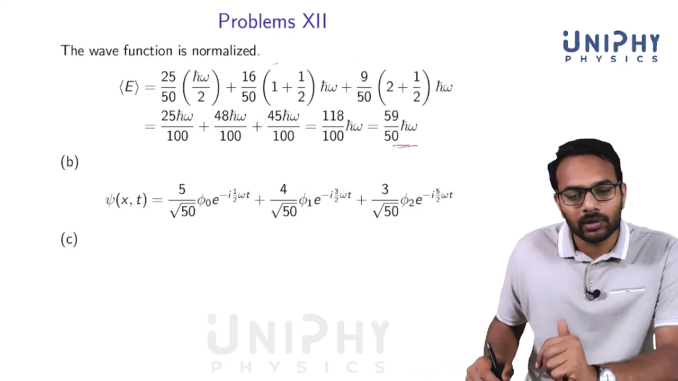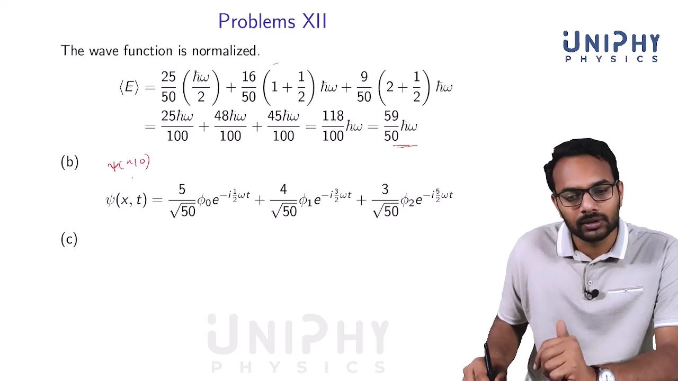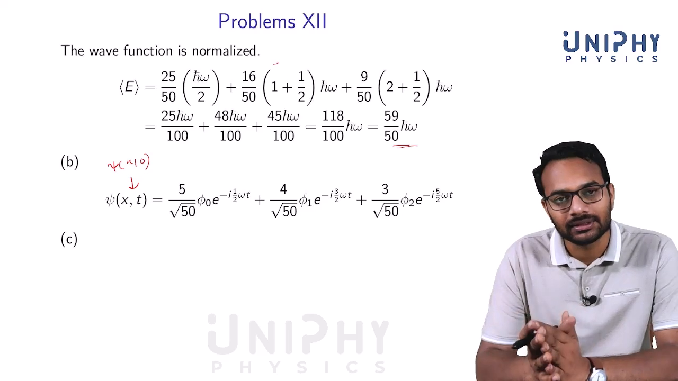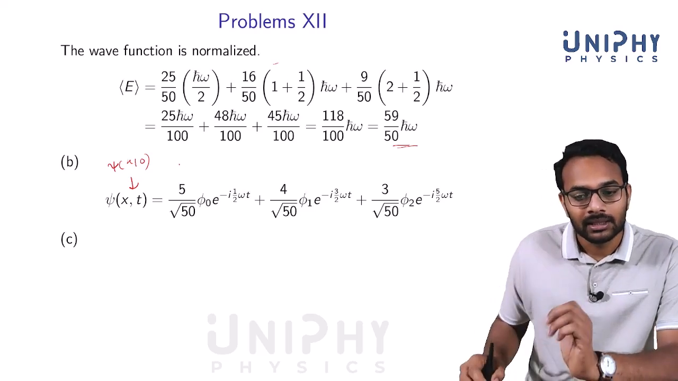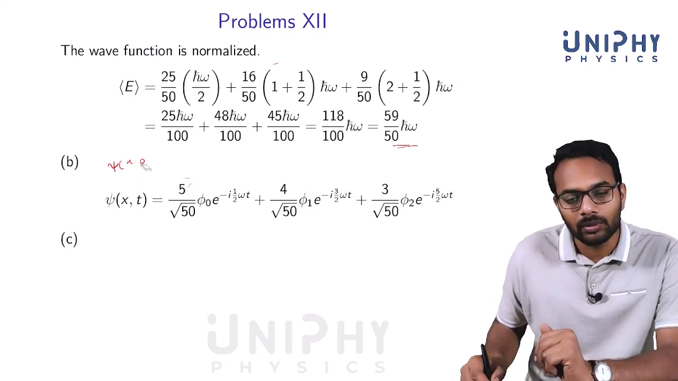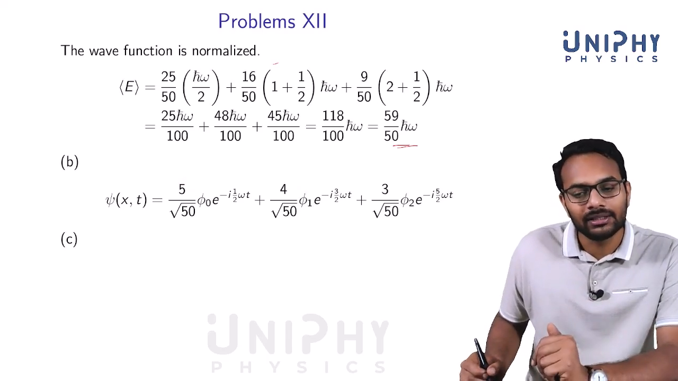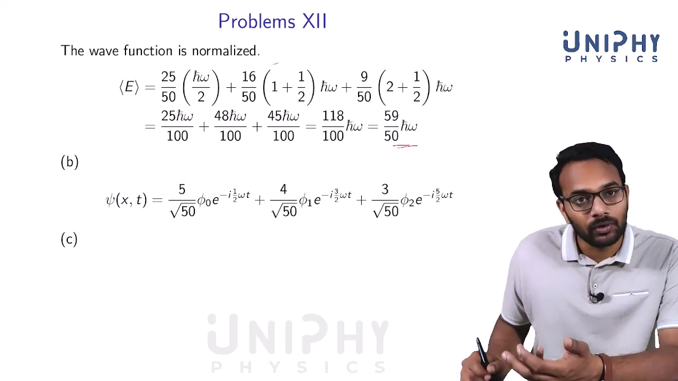Now what about the state at a time t? We are given the state at time 0. We are asked to find the state at a time t. What's the state of the system at time t? This is easy because we know exactly how each of the energy eigenstates evolves in time.